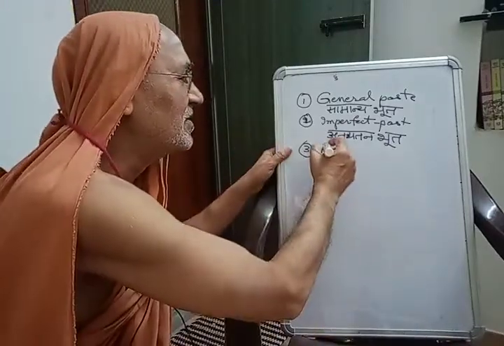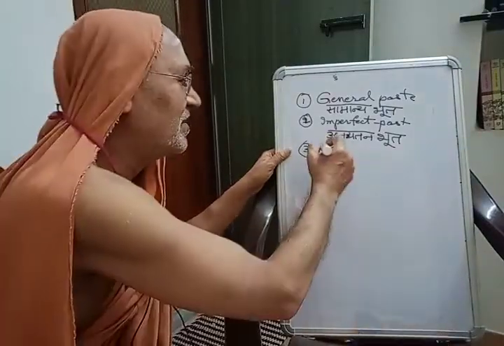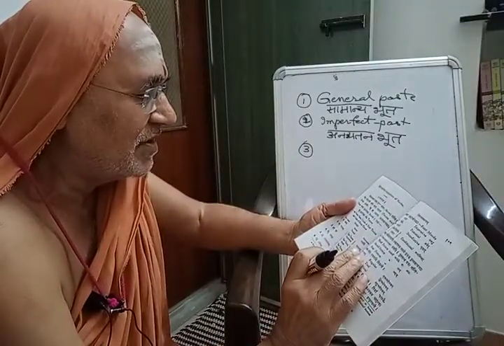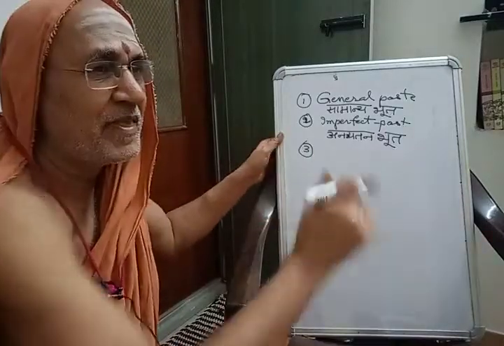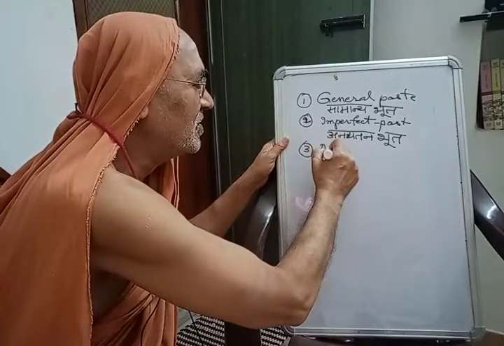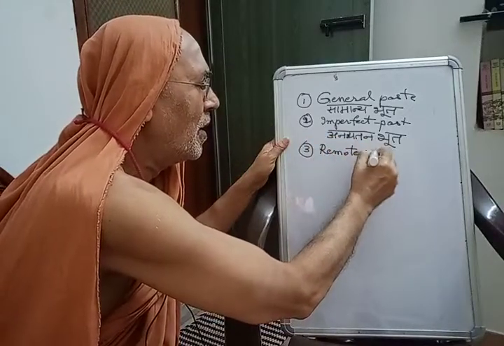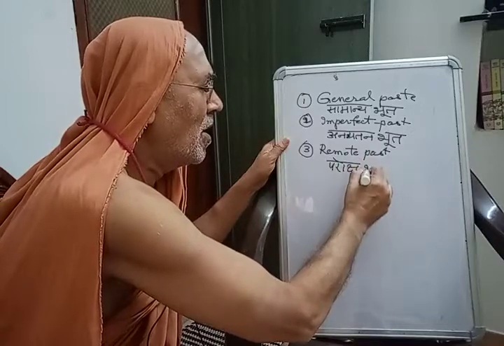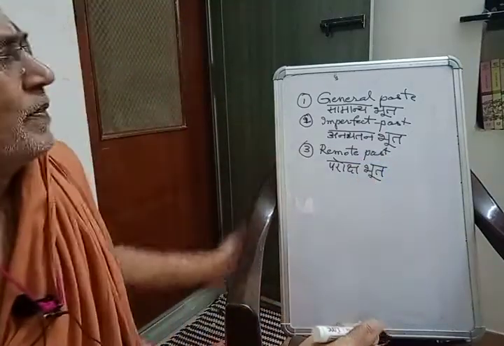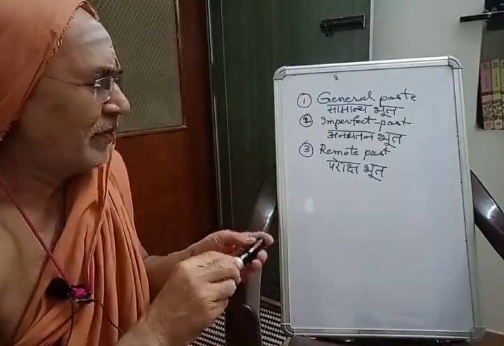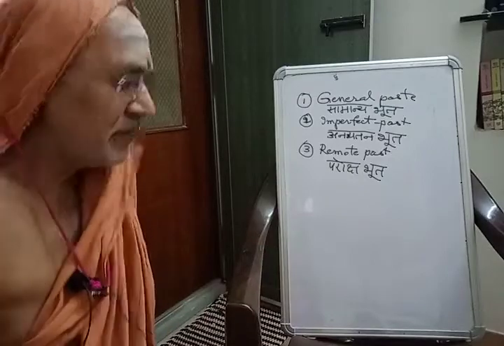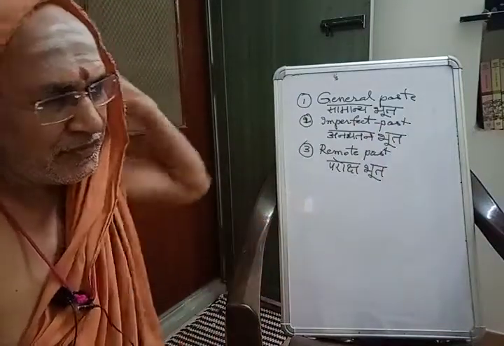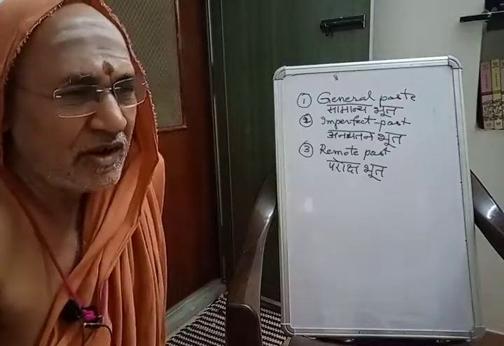Then the third is remote past, or we call it past perfect. He is calling it simply past tense. Paroksha bhutakala, remote past. We call it in Sanskrit paroksha bhutakala. Samanya bhuta means it is a general past.